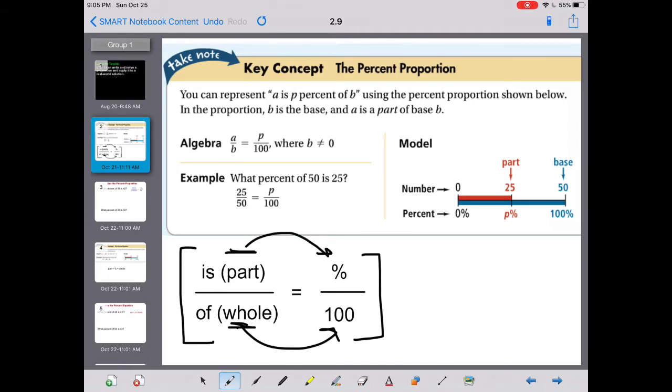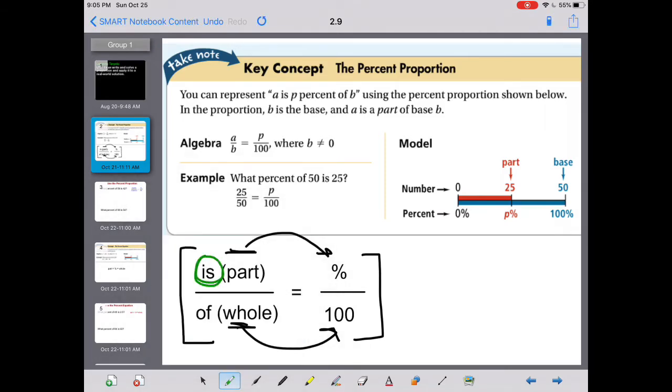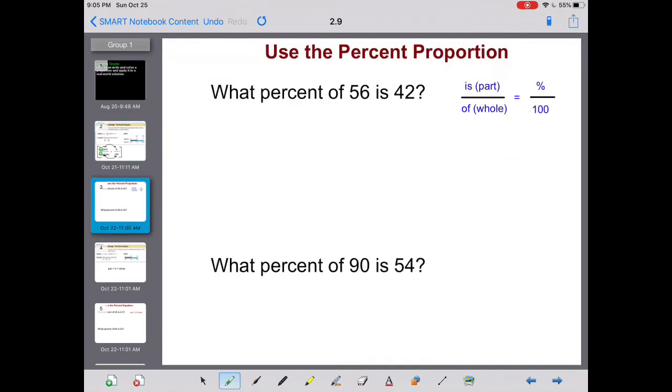Part of the object is only a percent. We just don't know which percent. Okay, and when I'm reading a word problem, the word is almost always tells me which number is the part, and the word of almost always tells me which number is the whole amount. Okay, we're going to try that percent proportion just for a couple of these.